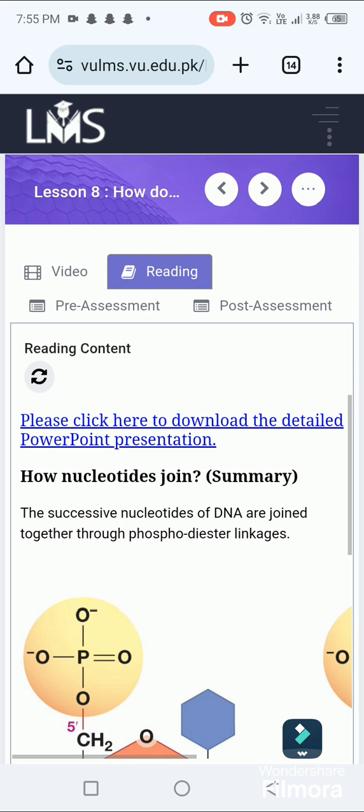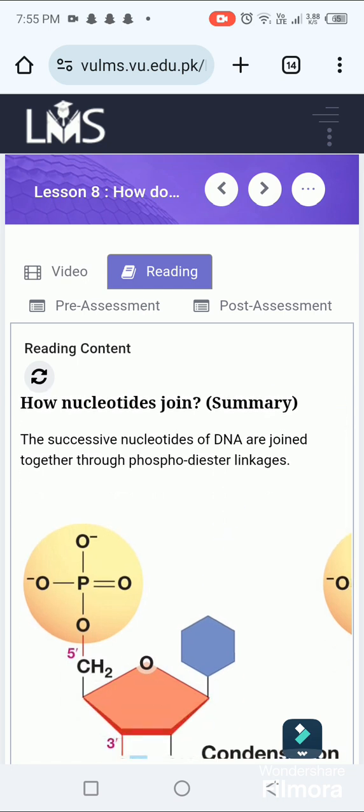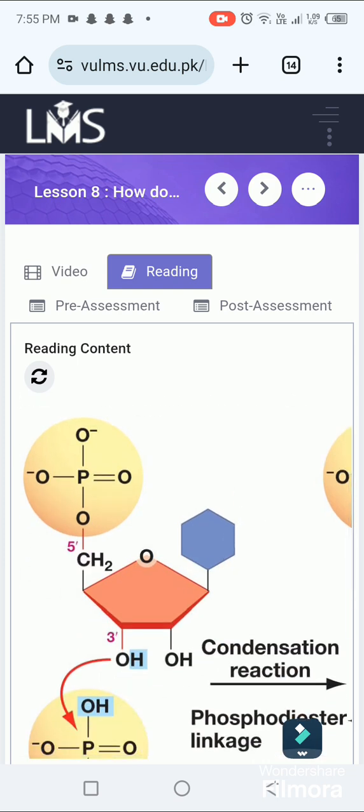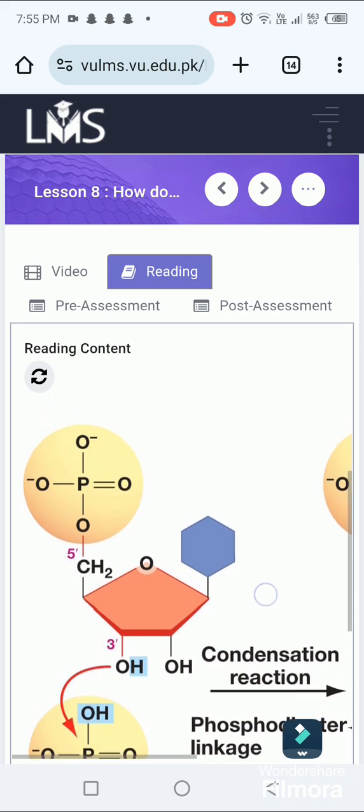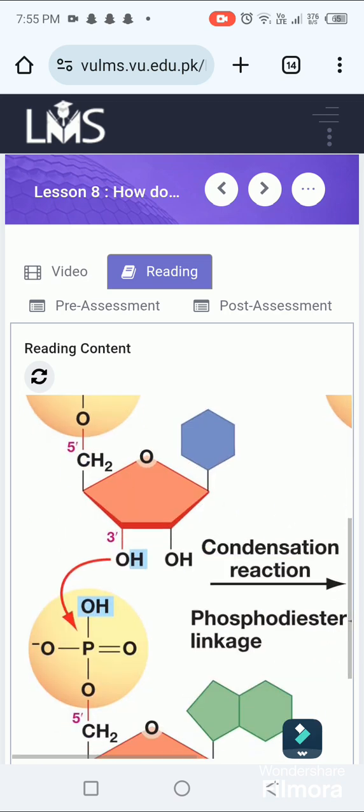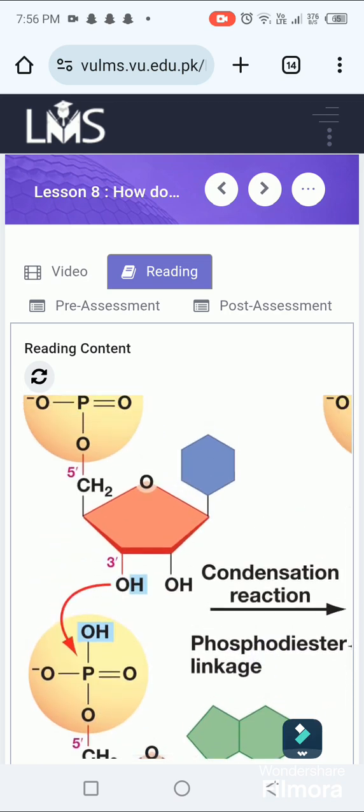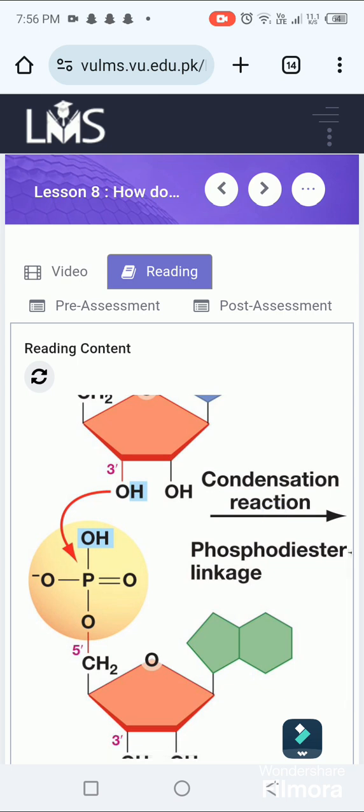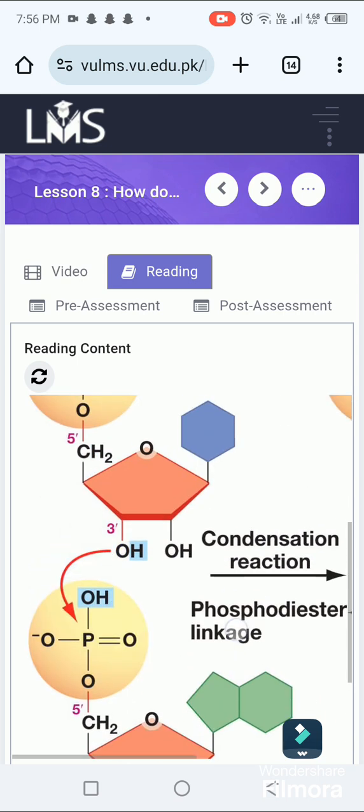Nucleotides join. The successive nucleotides of DNA are joined together through phosphodiester linkages. This is a phosphate group, this is ribose sugar, and this is nitrogenous base. And here is another phosphate group, another nucleotide, and both nucleotides are joined together with the phosphodiester bond.